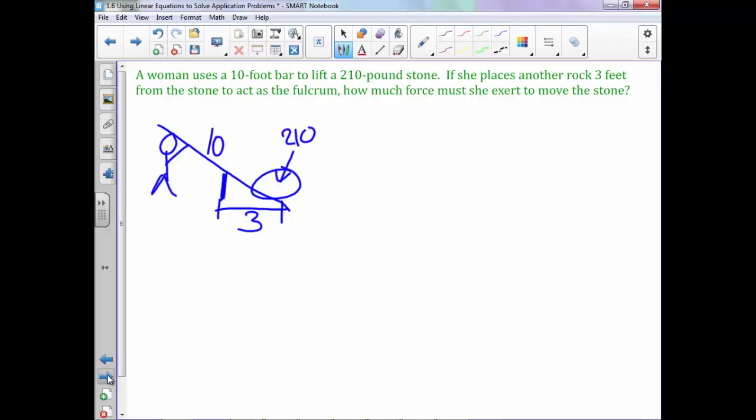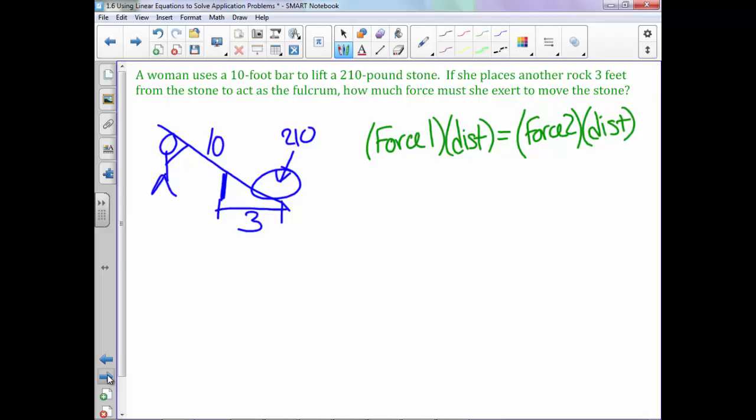And so our key formula here that we're going to be using is the force of one of them times that distance to the fulcrum. That's got to equal the force of the second one times the distance of that second one. Because to lift it, we've got to have those equal. So let's substitute it in.